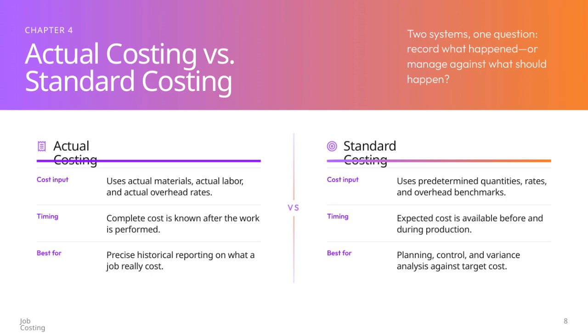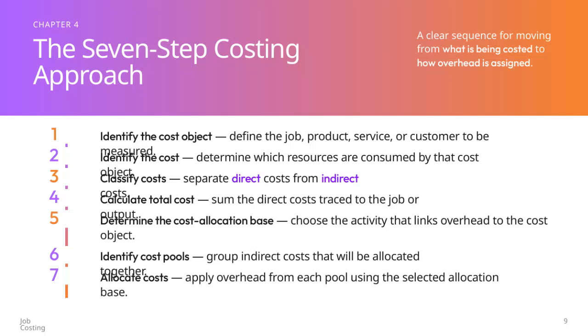On the other hand, standard costing relies on predetermined quantities, rates, and overhead benchmarks. It provides expected costs before and during production, which is very useful for planning, control, and analyzing variances from target costs. So, while actual costing gives us accuracy after the fact, standard costing helps us manage and control costs proactively. Both systems have their place depending on whether you want exact historical cost data or a tool to guide and monitor performance. In this chapter, we focus on the 7-step costing approach, which provides a clear sequence for moving from identifying what is being costed to how overhead is assigned.